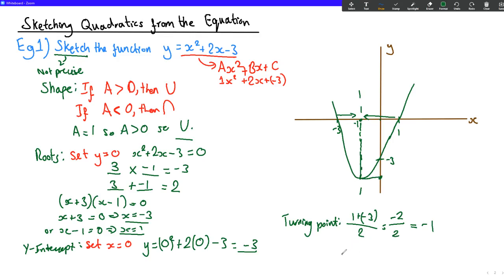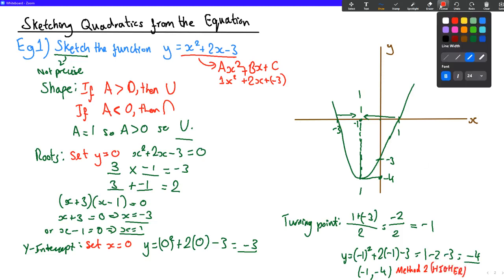So we put it in, so we get y equals -1 squared plus 2 times -1 minus 3. And -1 squared is 1. This goes to give -2, and then we have -3, like that. And that comes out to give -4. So our turning point is -1, -4, like so. So this would be -4 here. There is also another method, and I'll talk about that in the next video.